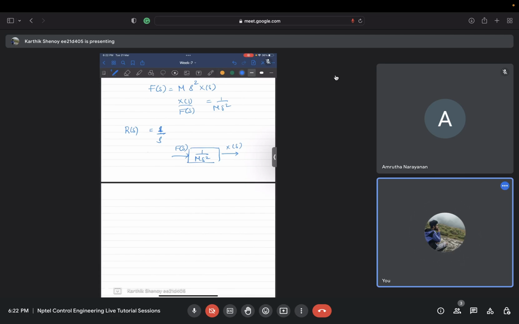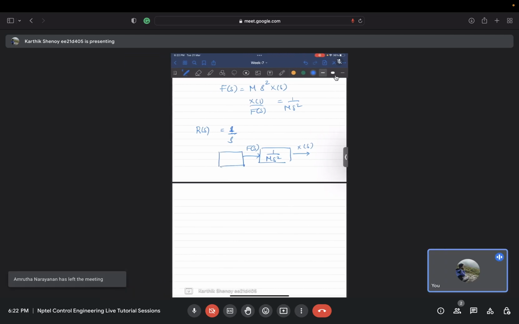So then you have the PID controller. And what does the PID controller need to do? It takes the error which is generated, minus plus, okay, and this is my R of S. I'll just name it Y of S, as the position.